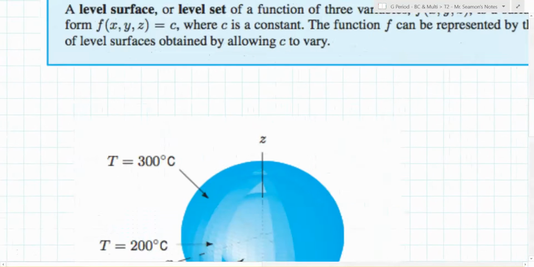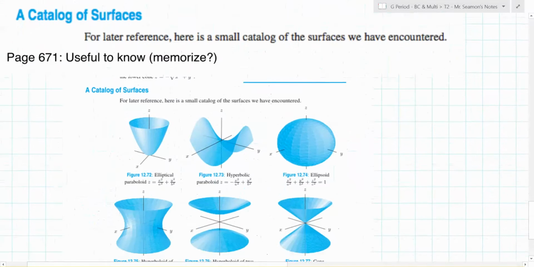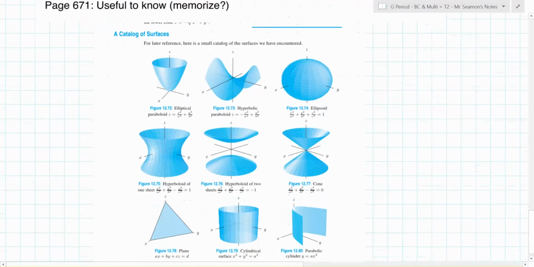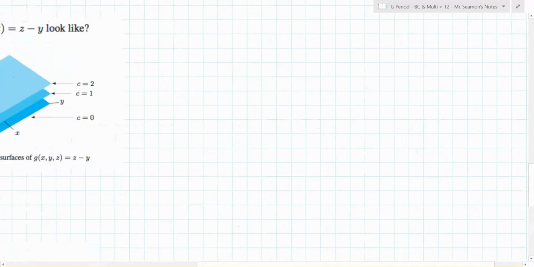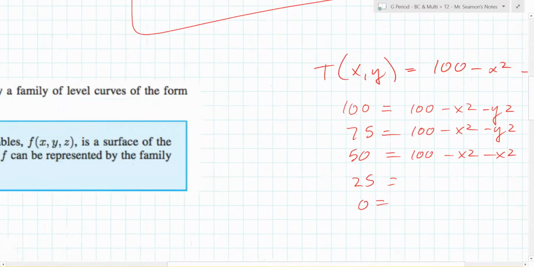One thing I did give you today, which might actually be really helpful for you, on page 671 in your book, it gives you this catalog of surfaces, which is like the general shapes for all the different general three-dimensional surfaces. Similarly, you have these right here. Sorry, I just got lost here.